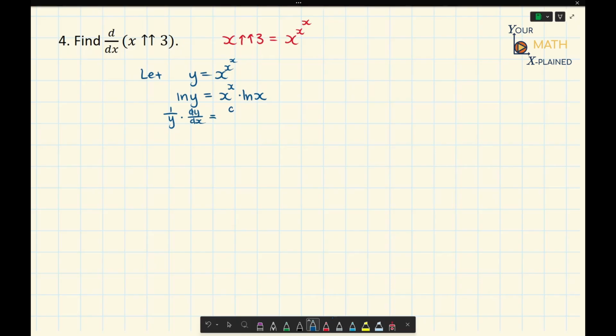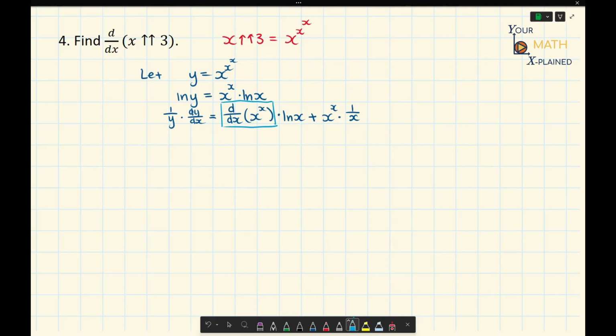our product rule. So we need to take the derivative with respect to x of x to the power of x, multiply that by ln of x, and then we add x to the power of x times the derivative of ln of x, which is 1 over x. So notice how I've left this as d by dx of x to the power of x, and this is because in order to find the derivative of that, we need to again apply our logarithmic differentiation. So we're just going to do that on the side, and then we can go ahead and substitute it in.